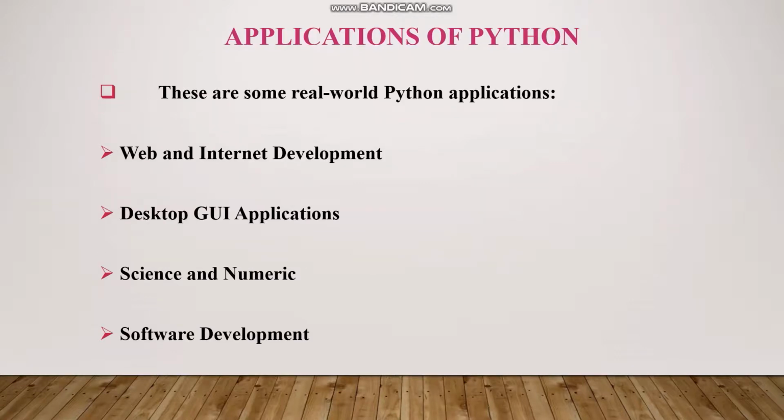Applications of Python. These are some real world Python applications. We'll look at the first application, that is web and internet development. Python lets you develop a web application without too much trouble. It has libraries for internet protocols like HTML and XML, JSON, email processing, FTP, IMAP, and an easy to use socket interface.